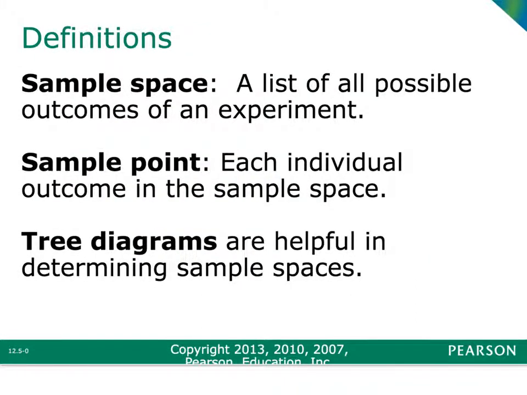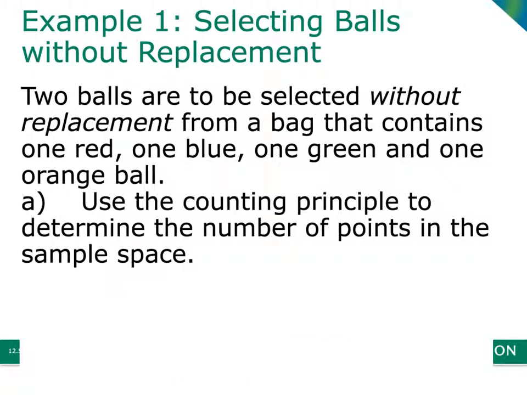Another term you need to know is sample space. A sample space is a list of all possible outcomes in an experiment. You also have the term sample point. A sample point is each individual outcome in the sample space. And last, tree diagram. Tree diagrams are helpful to determine your sample spaces. So let's look at an example.